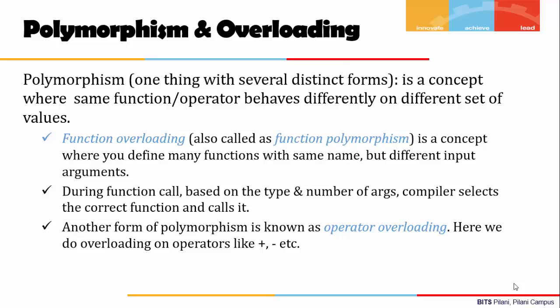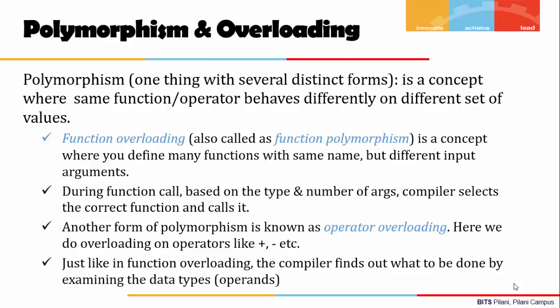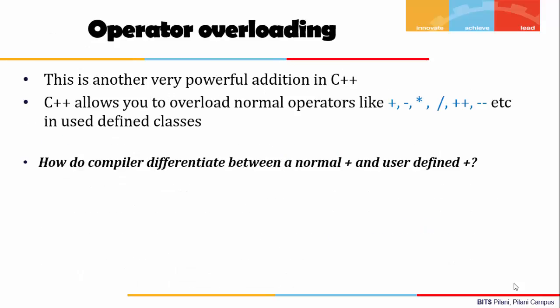So we can use polymorphism, operator overloading, by giving the normal C++ operators additional meanings when they are applied to user-defined data types. Let's see an example. So operator overloading means giving additional meaning to the normal operators when they are applied to user-defined data types.